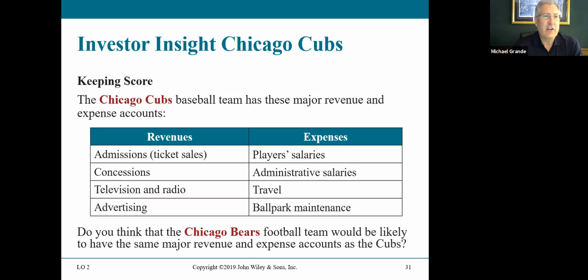Investor insights of the Chicago Cubs. The Chicago Cubs baseball team has these major revenue and expense accounts. Admissions, ticket sales, concessions, television and radio, and advertising. Those are the revenue accounts. And when they receive them, they're going to credit revenues. They're going to have expenses. Increase in expense is a debit. Salaries, travel, and maintenance. Do you think the Chicago Bears football team would be likely to have the same major revenue and expense accounts as the Cubs? Of course.